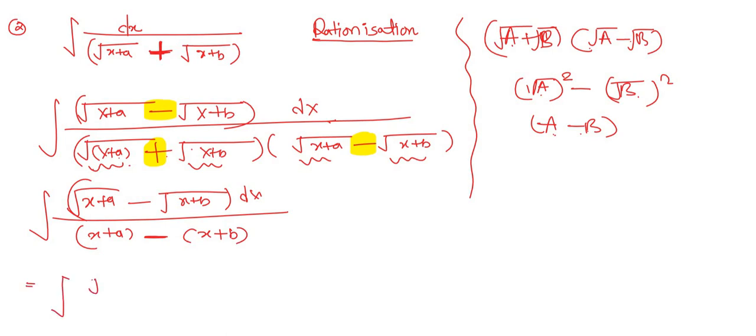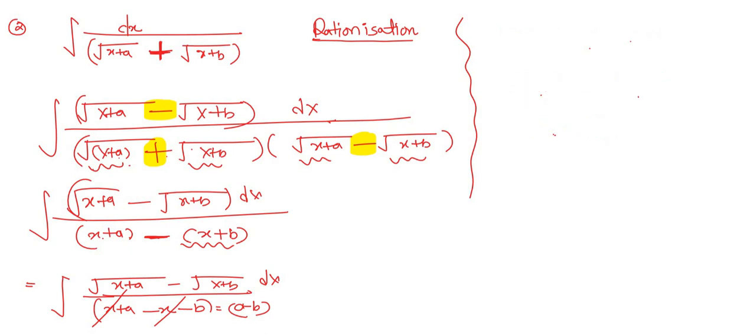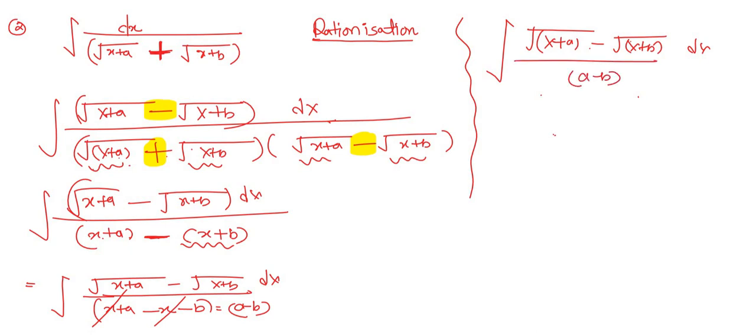Now what to do? See here. If I open this, what will it become? If we open this, x plus a stays as it is. If you open this, this will become minus x minus b. So this x and x cancel. And what we are getting here, instead of this, is a minus b. So my question became now the integration of root of x plus a, root of x plus b, by a minus b. Correct?